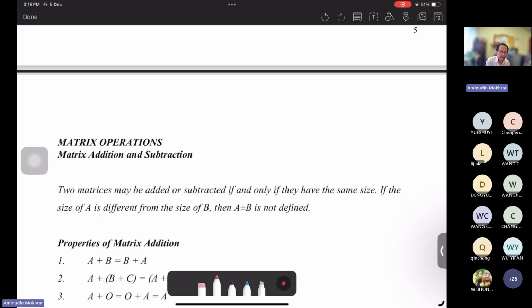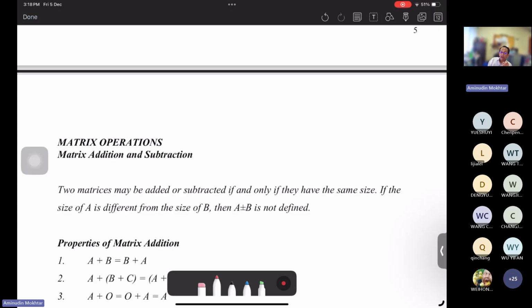Okay, in one matrix there are numbers, there are elements in the matrix. The element of the matrix can take any number from negative infinity to positive infinity. Nilai-nilai dalam matrix boleh mengambil sebarang nombor daripada negative infinity sampai positive infinity.